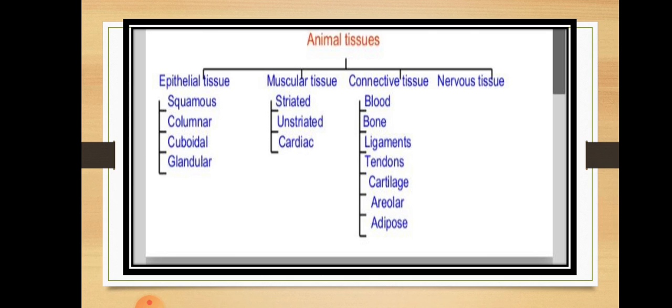So dear students, today we have discussed the complex tissues. With that we have discussed the next concept, the animal tissues. We have learned all the classification. In the next class, what are we going to do? We are going to learn all these tissues one by one.